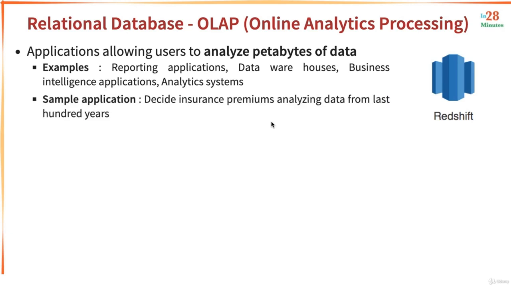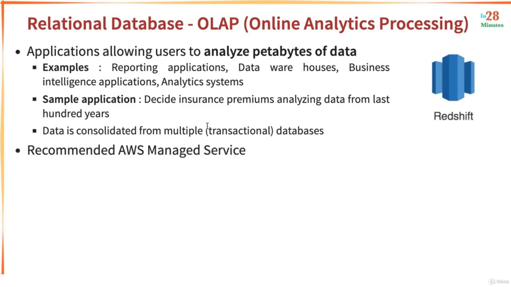A sample application is, let's say I want to decide insurance premiums looking at the data from the last 100 years. As you can see in here, we have to process petabytes of data and get some intelligence from it. This data can be consolidated from multiple databases. Most of the databases from where this data is consolidated might be transactional databases. Now, what is the recommended AWS managed service for these kind of use cases? Amazon Redshift.